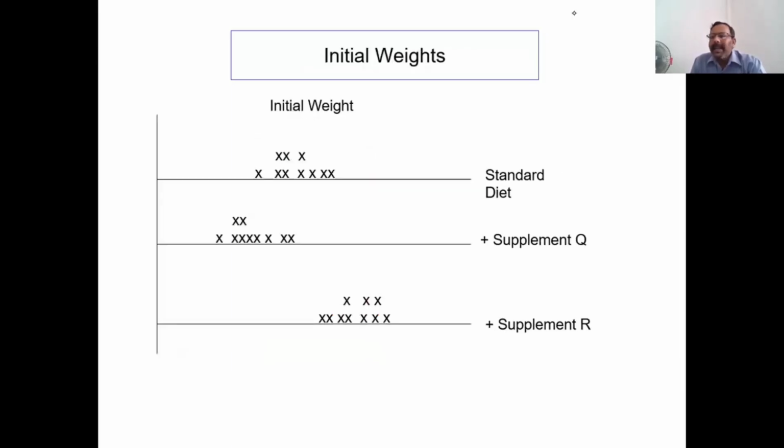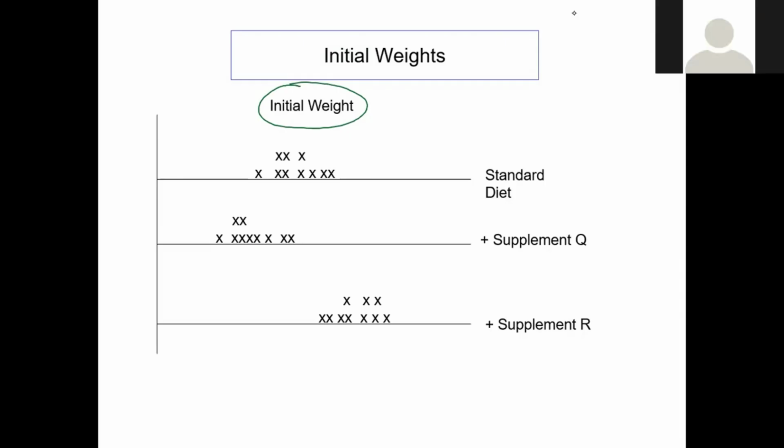Now we are going to look at why the ANOVA is important. What I do is, I'm going to plot the initial weight. Can you remember the initial weight of the 30 calves? 10 calves allocated for the standard diet, 10 calves allocated for supplement Q, and another 10 for supplement R. Do you think all these 30 calves have the same initial weight?